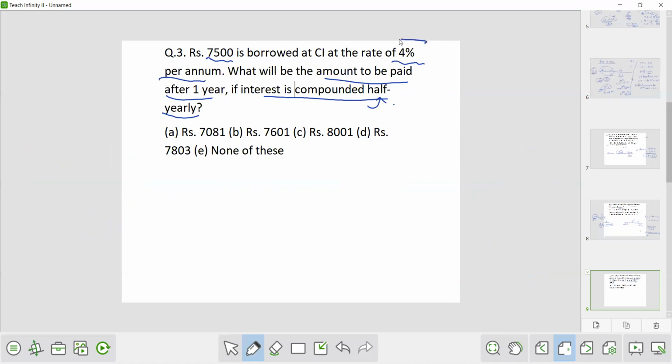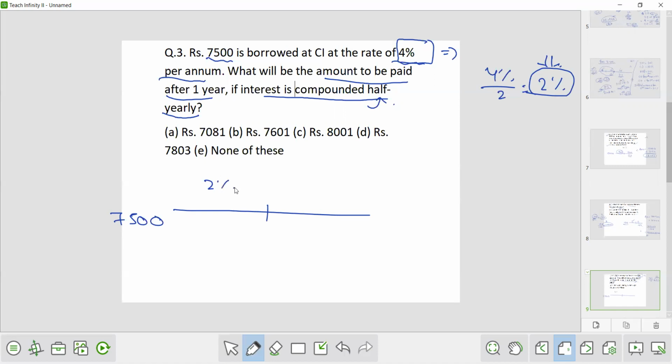So this rate is given as 4% for the entire year. So what will be the rate on half yearly basis? So 4% by 2, that is 2%. So after every 6 months, the interest will get added. So 7,500. So 2% of this 7,500 is how much? 10% is 750, 1% is 75. So 2% is 150. So 150 here also and 150 here also. Then 2% of this 150, that is 10% is 15, 1% is 1.5, so 2% is 3.